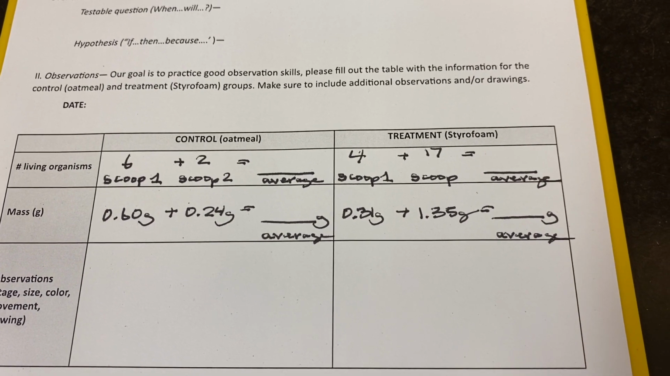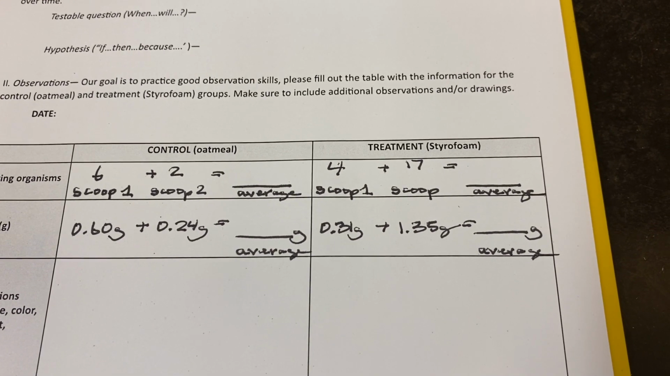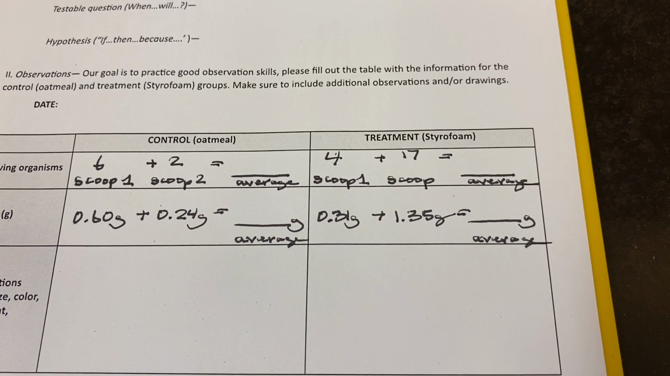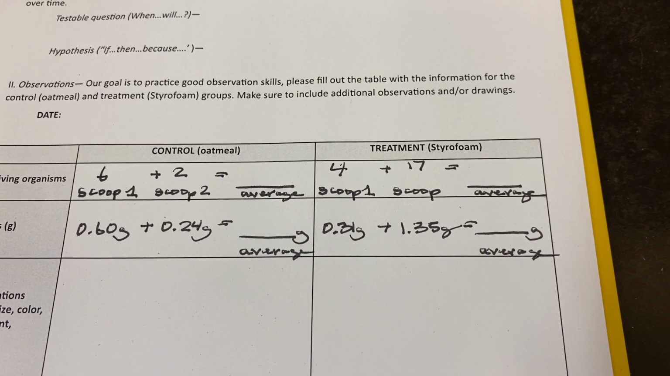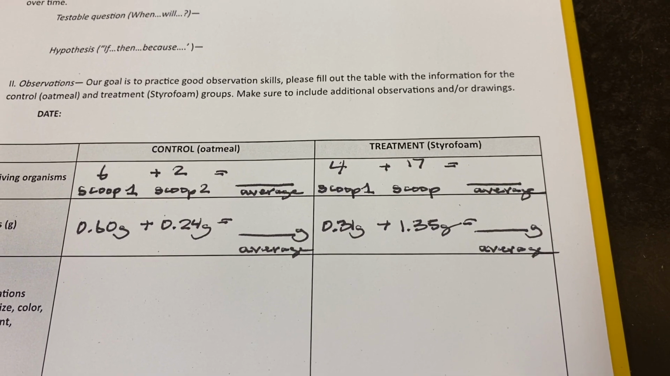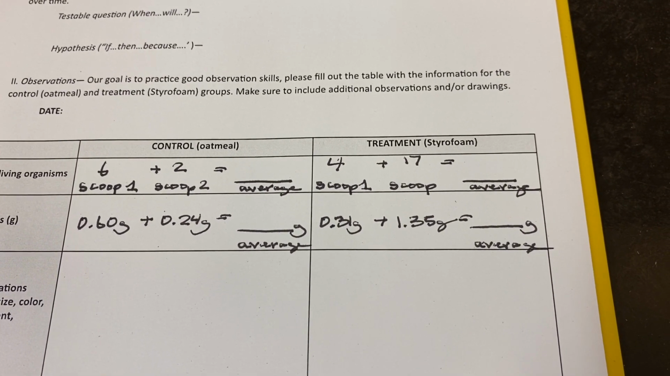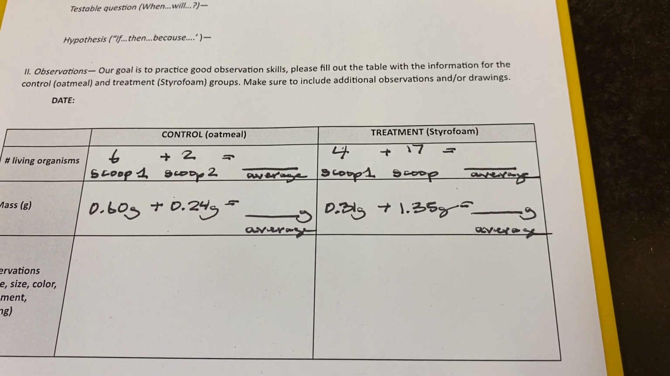For the treatment side, right-hand side, scoop number 1, we had 4 mealworms. Scoop number 2, which I didn't identify, should be number 2, is 17 mealworms. We want the average number of mealworms from the treatment side.